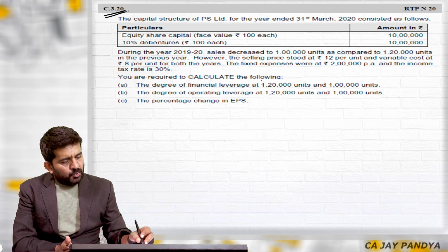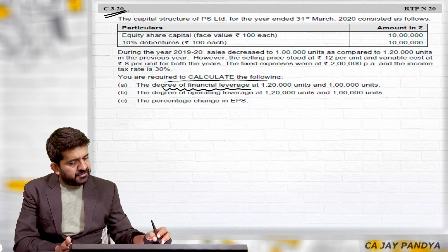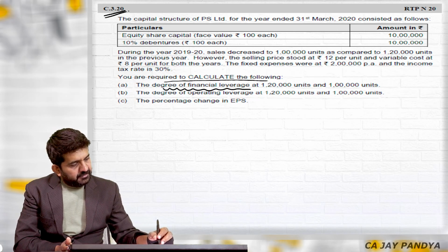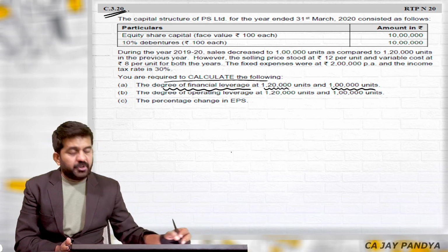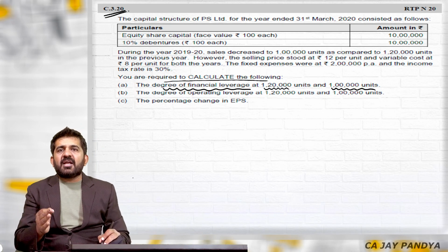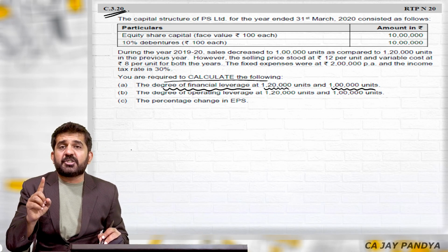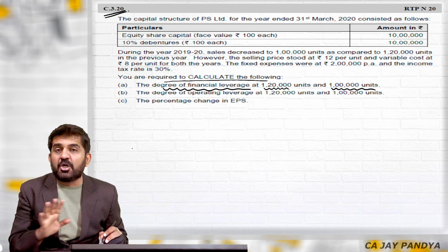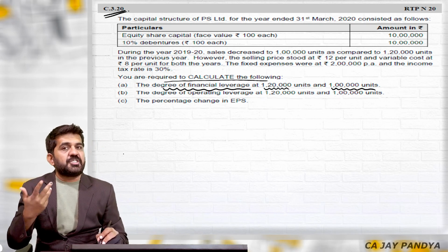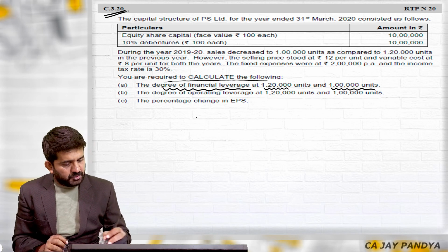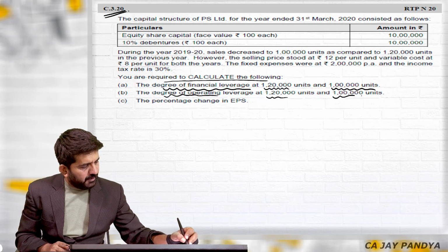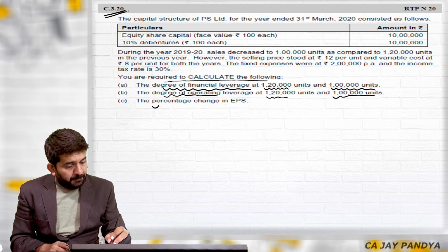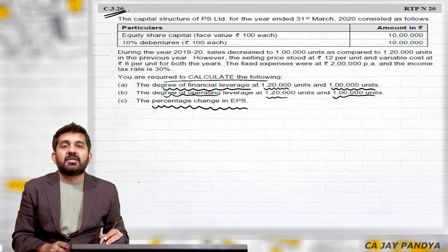You are required to calculate the following. Degree of financial leverage at 1,20,000 units and 1 lakh units. Please understand, at 1 lakh units and at 1,20,000 units, the leverage figure will change. It will not remain the same because the contribution changes, EBIT changes, everything changes, so the leverage figures will change. Degree of operating leverage at 1,20,000 and 1 lakh units. The percentage change in EPS.